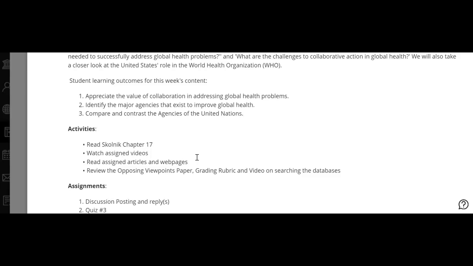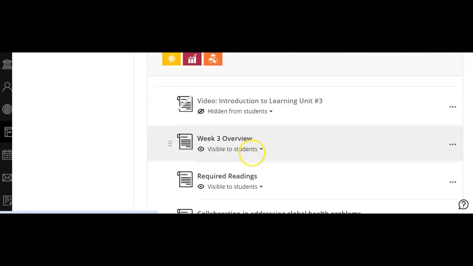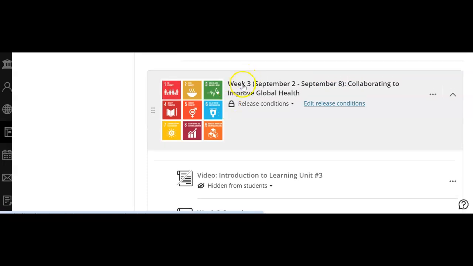So I'll explain. That's not due this week, but I know a lot of you like to work on things early or at least know ahead of time what other assignments are coming up. So you're going to take the quiz based on chapter 17, and you're going to do your discussion board posting and reply. So that's the overview of learning unit number 3.